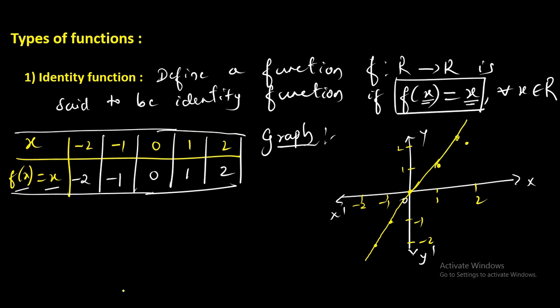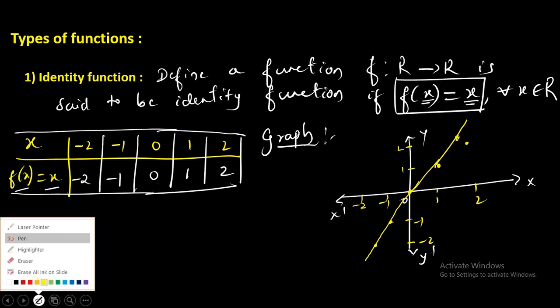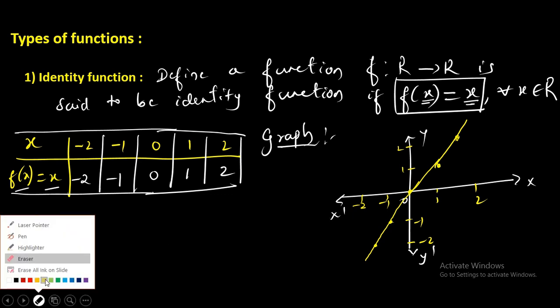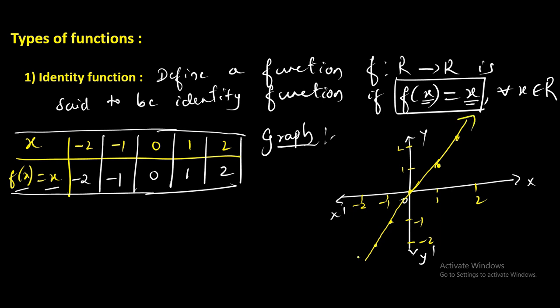This is a straight line, students. Keep it in mind, draw it properly. On the screen I am not getting it properly, hope you will get it. So it will continue like this only. So this is the graph of identity function.